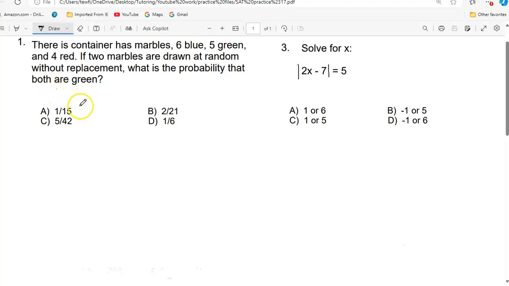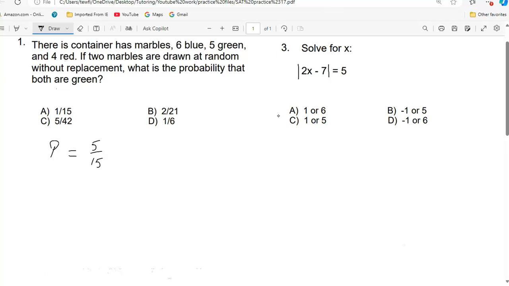What is a probability? Probability is the favorable outcome over all the outcomes. What is the total number of marbles? I have 6 blue, 5 green, and 4 red, so that adds up to 15. The total is 15. So the probability of choosing the first one green will be, how many green? 5. 5 over 15. But we're going to choose another one.